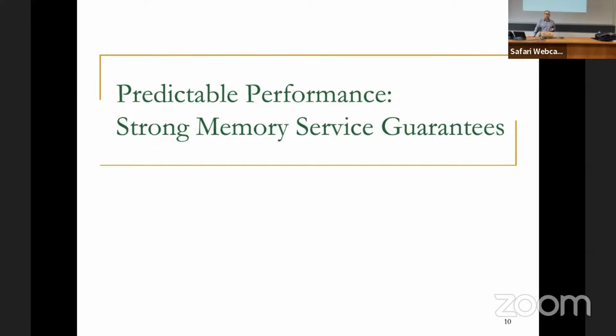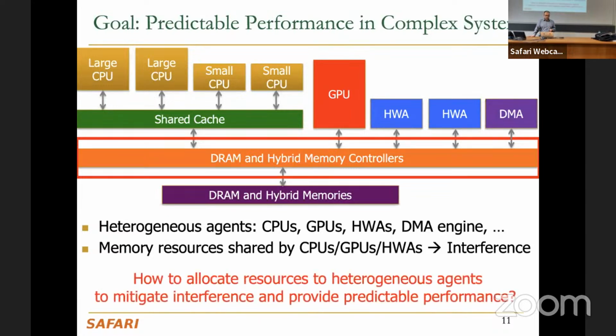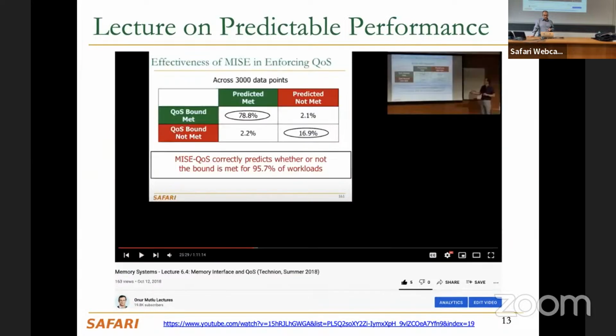But then we also jumped into predictable performance, like how we can have strong memory service guarantees. Again, we get back to this example that we want to allocate resources to these heterogeneous agents to mitigate interference and provide predictable performance. If you want to learn more about predictable performance, you can go ahead and also watch this lecture from Professor Mutlu.